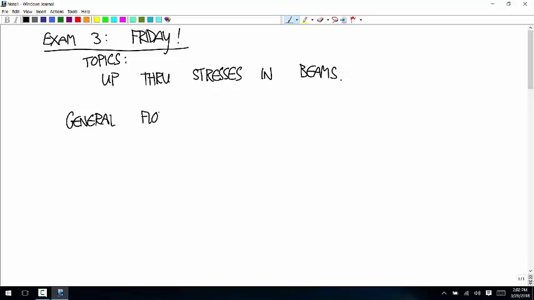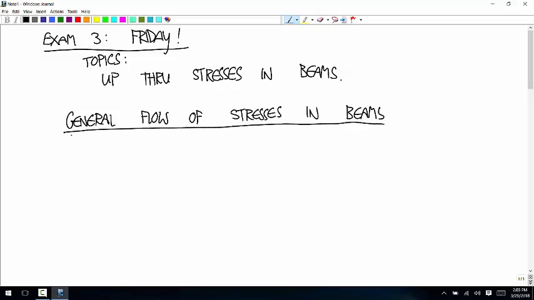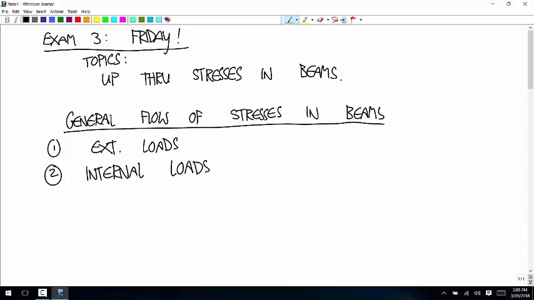The general flow of stresses and beams: first, you have to calculate the external loads on the beams. Then the internal loads. And that can be general.